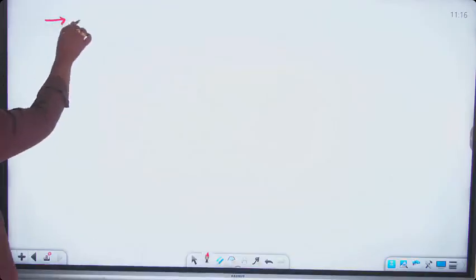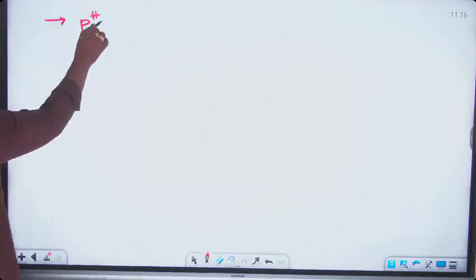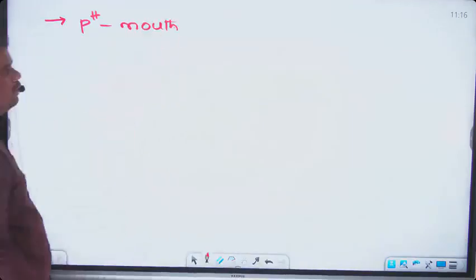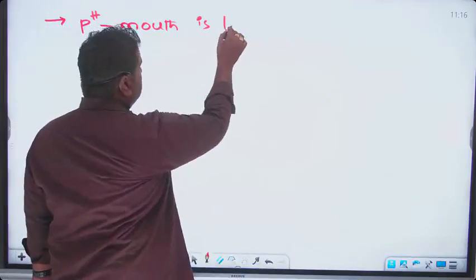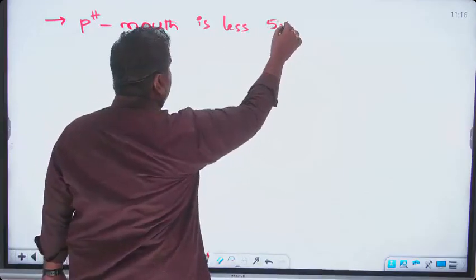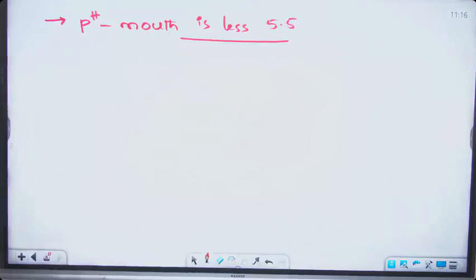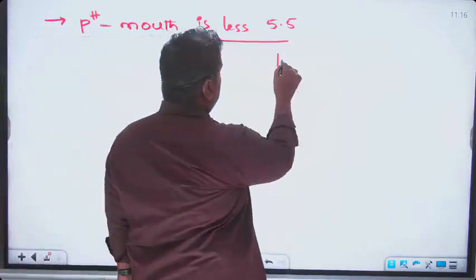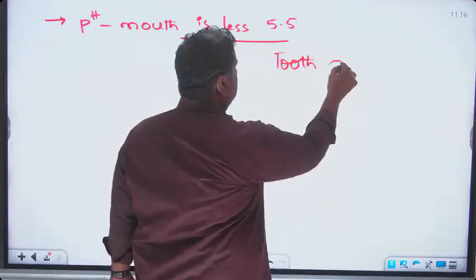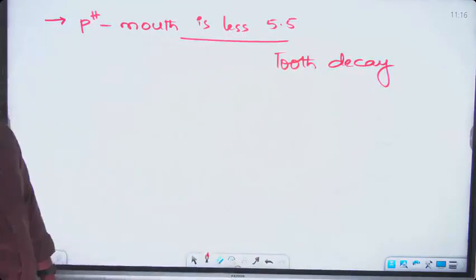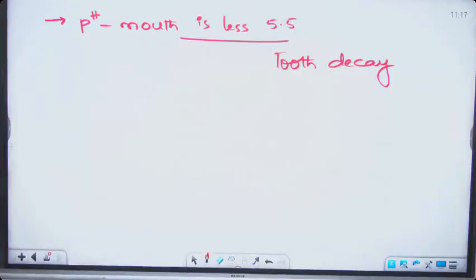At the same time, I'm talking about the pH value of mouth. So if pH value of mouth is less than 5.5, a previous question ఇది. If pH value of mouth is less than 5.5, then tooth decay will start. Tooth decay and ఏంటి? పండ్లు పుచ్చిపోవడం. Tooth decay will start if pH value of mouth is less than 5.5.